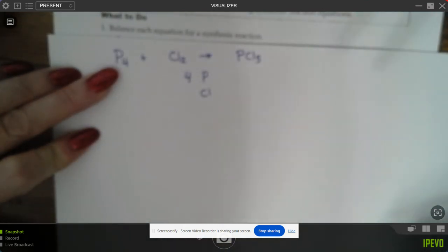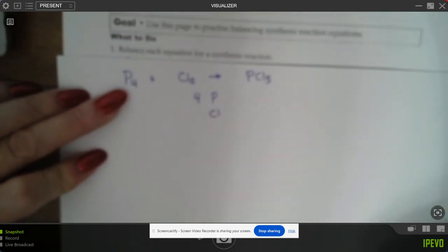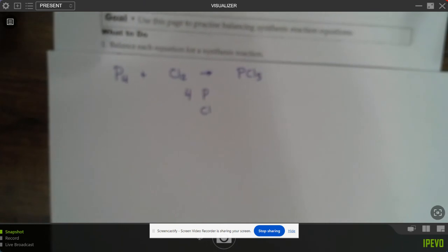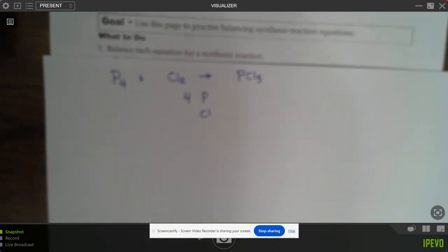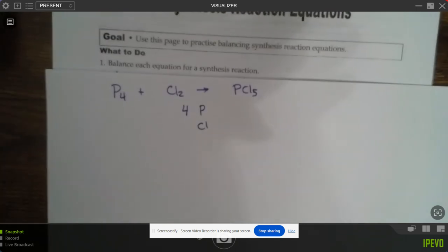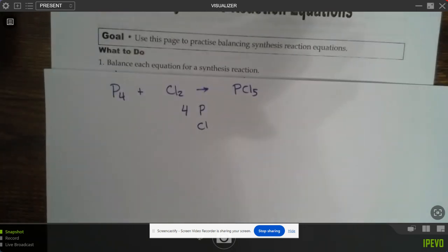Uh-oh. My camera wants to be blurry. What the heck? There we go. Hopefully it'll stay that way.